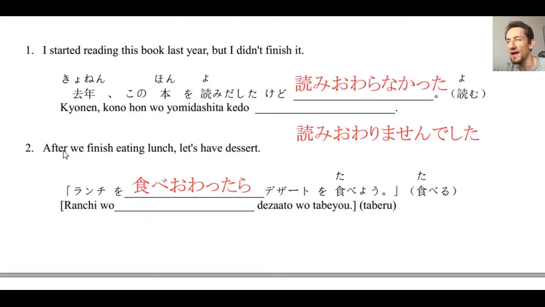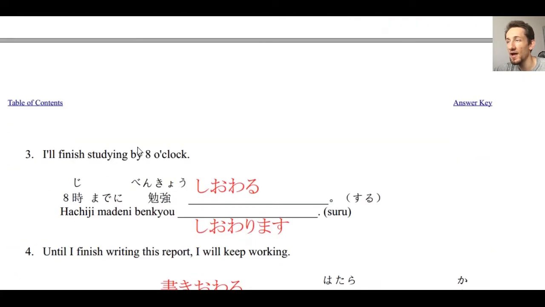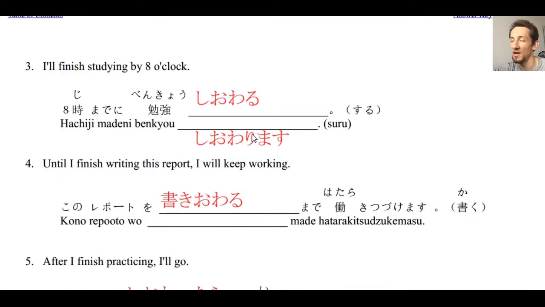Anyway, number 2: after we finish eating lunch, let's have dessert. ランチを食べ終わったらデザートを食べよう. So we have the conditional, after we finish. Number 3: I'll finish studying by 8 o'clock. So we have 8時までに勉強し終わる, or 8時までに勉強し終わります. And of course, we don't have the subject, watashi. So I think し終わる, the casual form, is better.